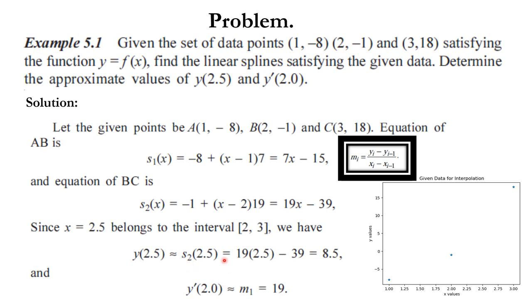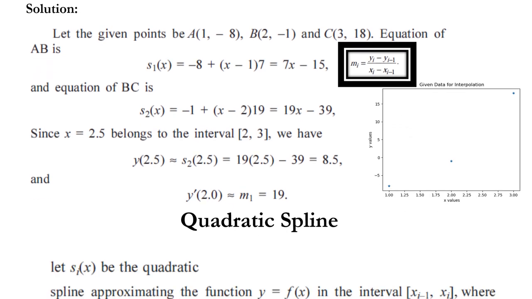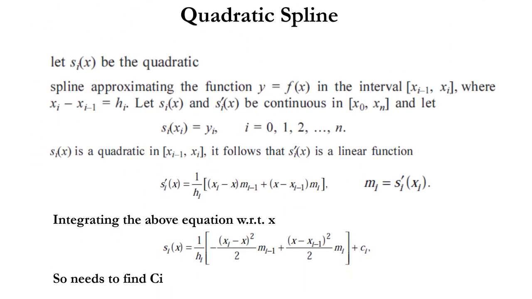And the derivative can be found using the two methods. Both are different. Since this point, this 2 point lies at the boundary, we can use the two spline functions, S1 of x and S2 of x. If we use S2 of x, then the result is 19. If we use S1 of x, the result is 7. So temporarily we take it as 19. So next we will see the quadratic spline.